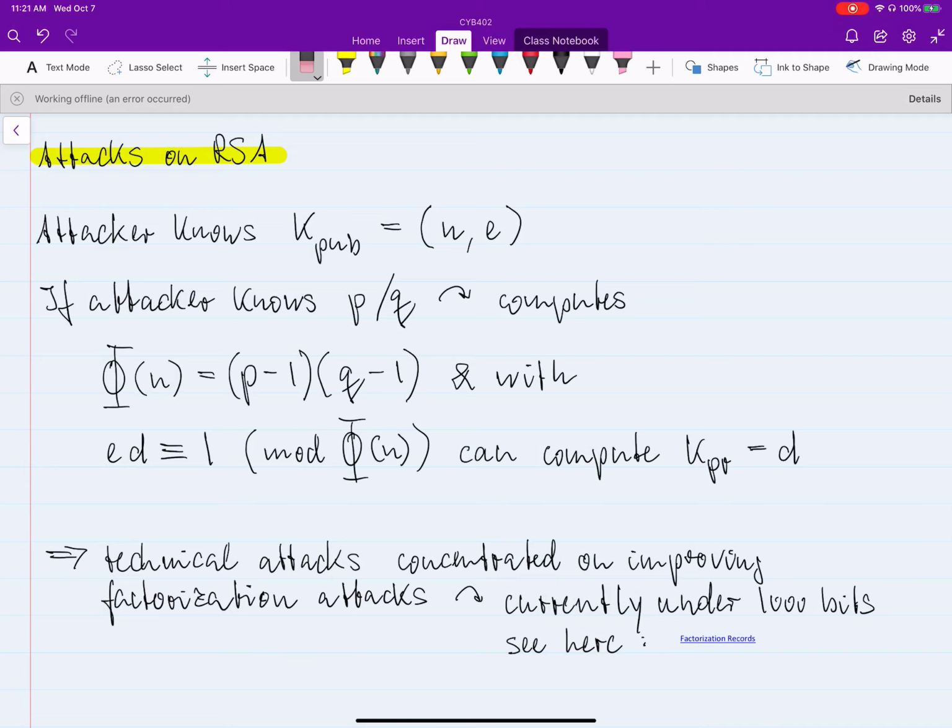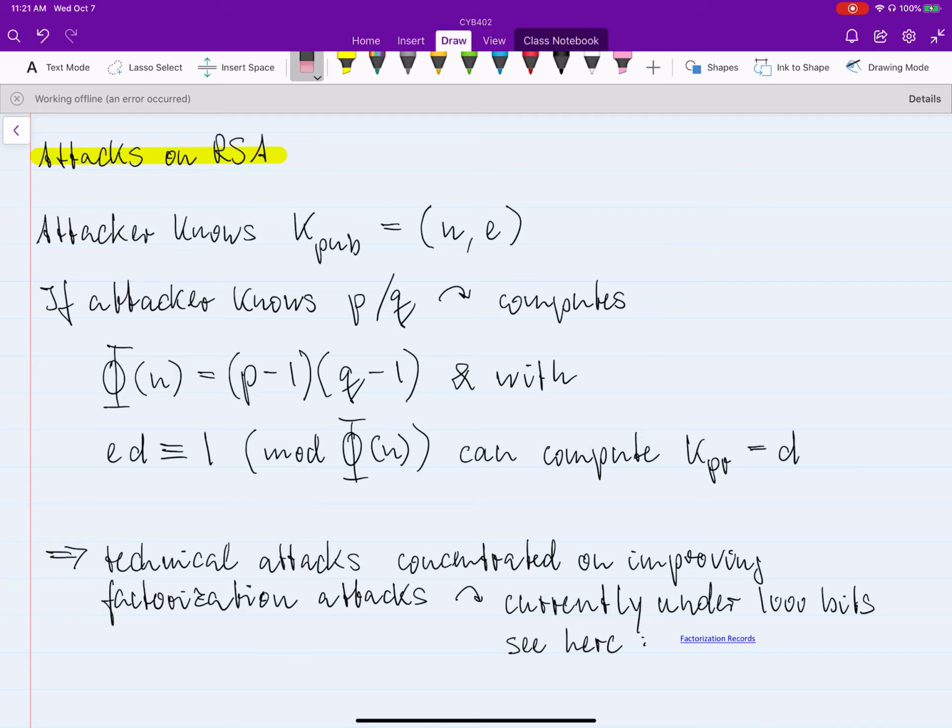Okay, so let's get to attacks on RSA. So the only known attack on RSA mathematically, there are other side channel attacks, there are attacks on the protocol, but attacks that really concentrate on the mathematical soundness of the algorithm.